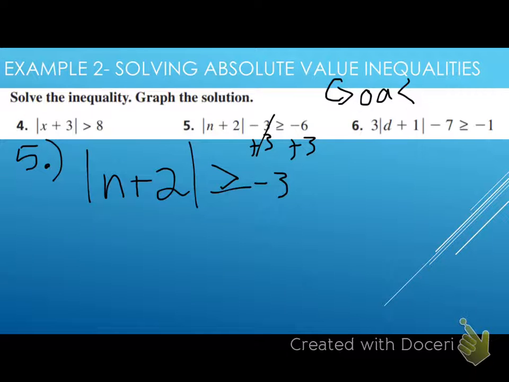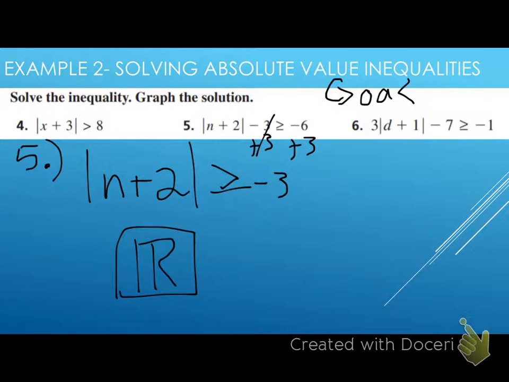Any number I plug into my absolute value is going to give me what? All real numbers. It's all real numbers. Because any number I plug in is going to give me what? A positive or 0. Is a positive or 0 always going to be greater than or equal to negative 3?